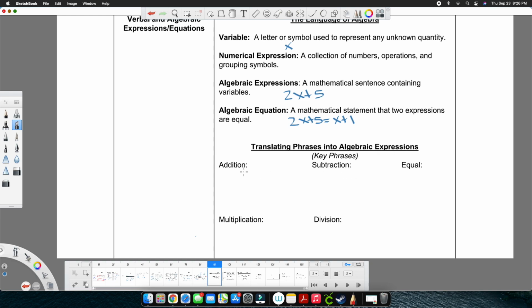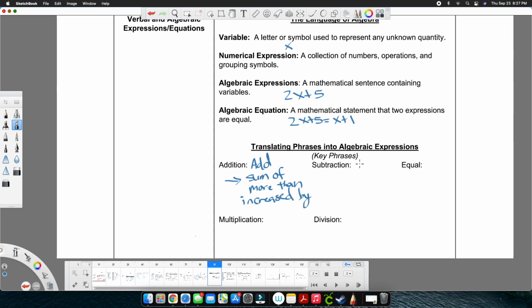So addition, you can simply see the word add. Sum, and remember this is a big one. This means that it's the answer to an addition problem. So usually we see sum of, and then the next two things that it lists, we're adding. More than, increased by. So these are just some of the basics. There's definitely more. I'm just throwing a few of them up here.